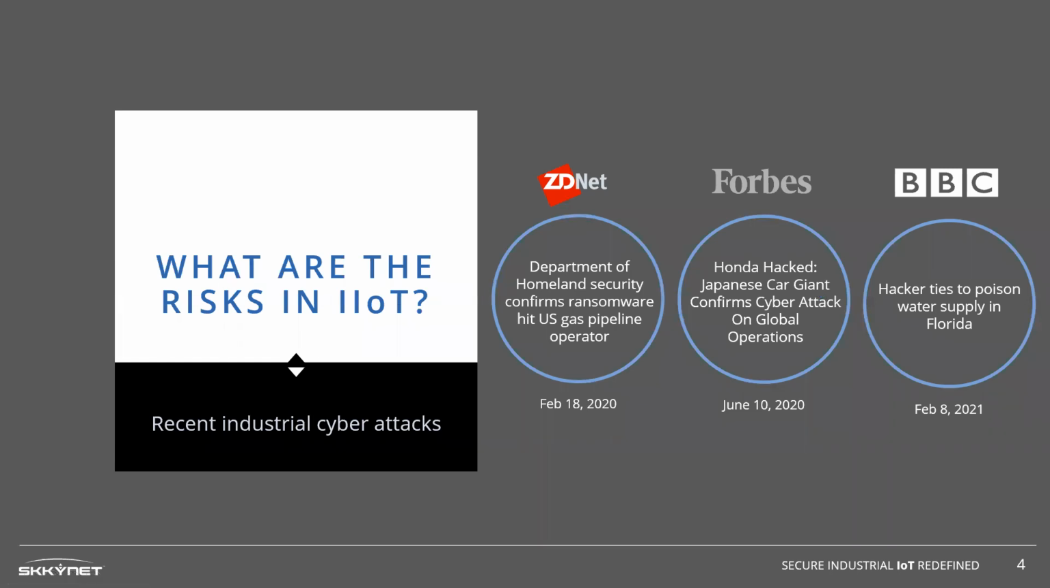What are the risks of IoT? Recent cyber industrial attacks tell us that when you don't secure your OT network, there are some serious risks. We can see that in the last year and also the year prior, where Homeland Security confirmed a ransomware attack on the US pipeline. So we've had 2 in the US that we know of. Honda, a Japanese car maker, was attacked on a global operations scale. And then finally, last year, we also had a hacker who tried to poison the water supply in Florida. So these attacks are actually increasing in volume.